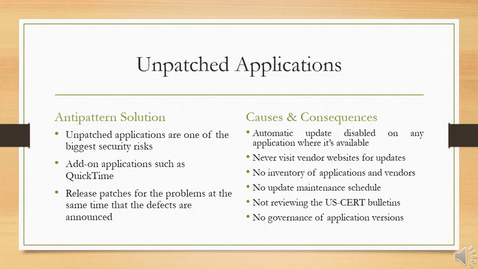Unpatched applications are one of the biggest security risks. Add-on applications such as QuickTime for Windows, Acrobat, Chrome, and many others are frequent sources of security warnings from the United States Computer Emergency Readiness Team. Vendors try to release the patches for the problems at the same time that the defects are announced. The lag between the patch release and the installed update creates a vulnerability window for the attackers. Announcement of a vulnerability and binary patch gives the attackers clues about how to exploit the weakness. Eventually, security researchers may even release the exploit publicly.